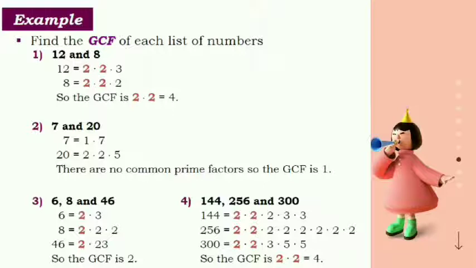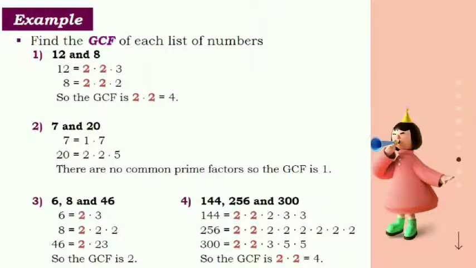Number 3: 6, 8, and 46. For 6, we have 2 times 3. For 8, we have 2 times 2 times 2. For 46, we have 2 times 23. So the GCF is 2.